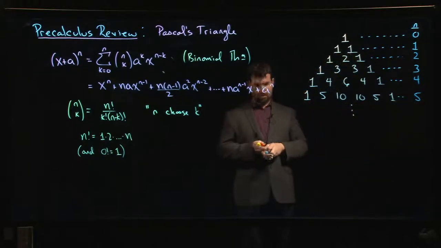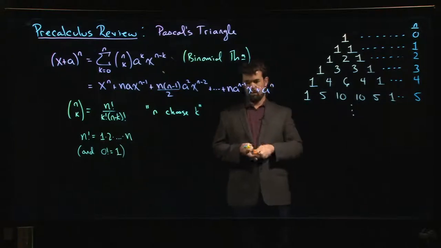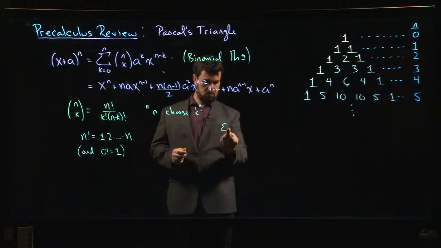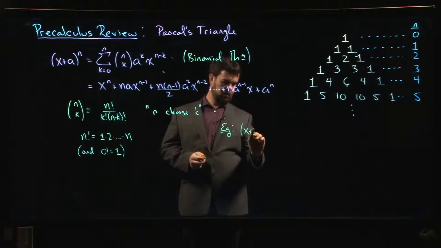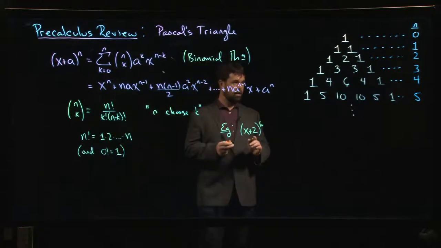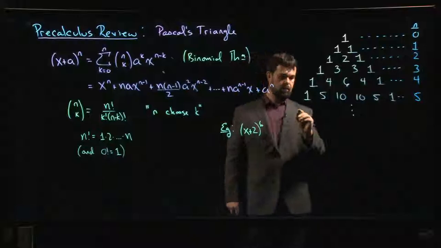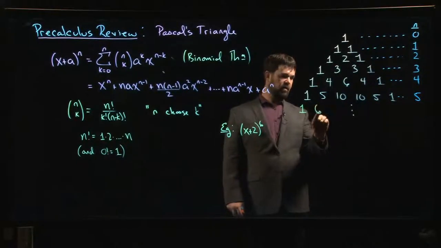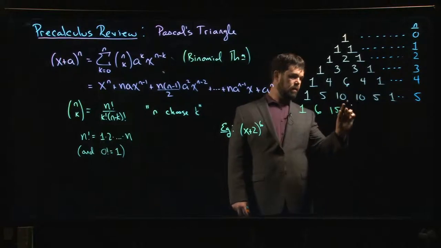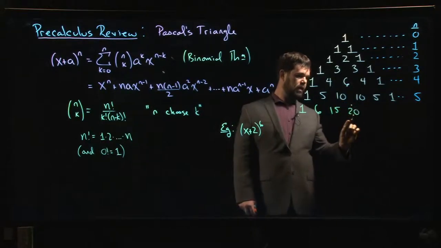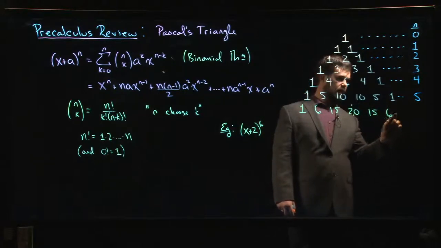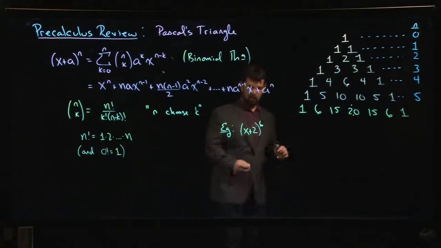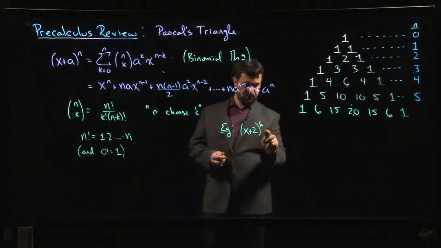Okay? So for example, let's say somebody asks you to do (x + 2) to the 6th power. Okay. Well, we didn't go as far as 6, right? So we'd have to do one more row. 1, 1 plus 5 is 6, 15, 10 plus 10 is 20, 15. You'll notice there's symmetry. So once I've got up to here, I can just repeat going back the other way, right? I have those coefficients. So once I have those coefficients, I can just write this out.